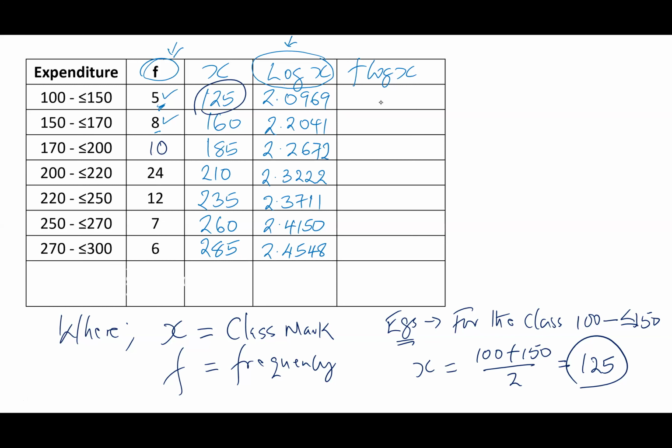The first one is 10.4845. Then the next one is 17.6328. Then the next one is 22.672.